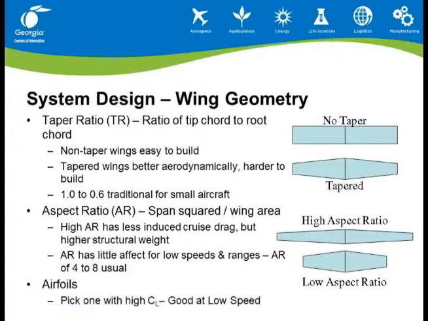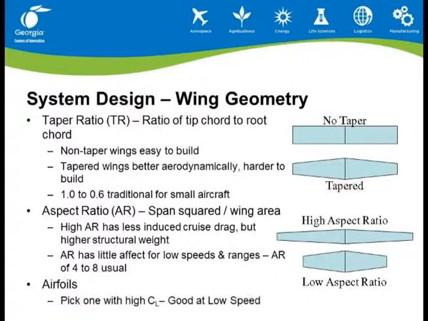Aspect ratio, that is the span squared divided by the wing area. It's roughly a way to describe the fineness of the wing. And you see in the pictures to the right, the high aspect ratio wing has a lot of wingspan, it's very fine. It reduces your cruise drag, but it has a higher structural weight than a low aspect ratio wing. In this kind of vehicle, because we're flying fairly short distances, we're flying fairly slow, the aspect ratio has little effect on these vehicles, and the range of numbers here are anywhere from 4 to 8.